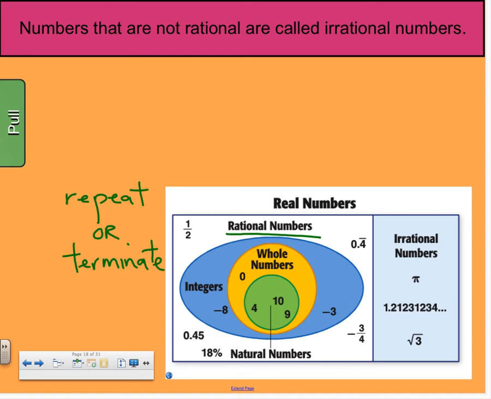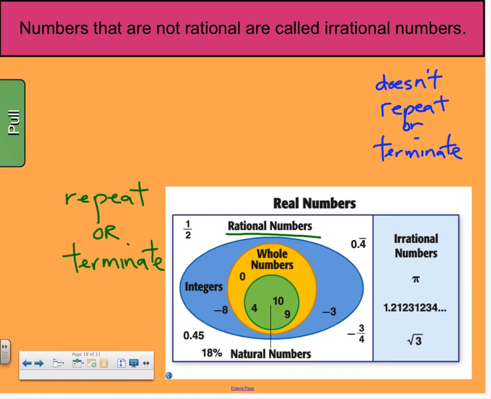An irrational number is the opposite. An irrational number does not repeat and does not terminate. Okay, so essentially that is a number that goes on and on forever, and there's no repeating pattern. So an example would be a number that fills your calculator screen with no obvious repeating pattern.